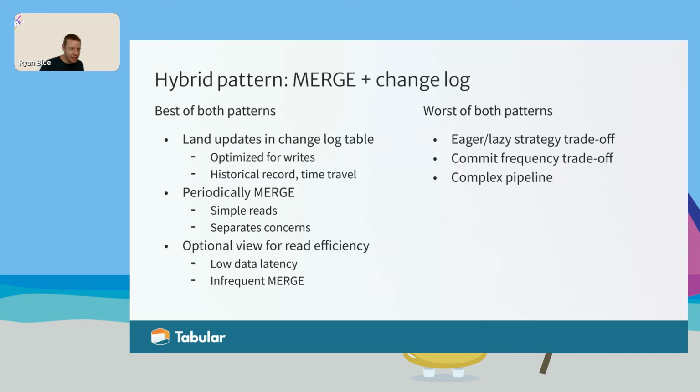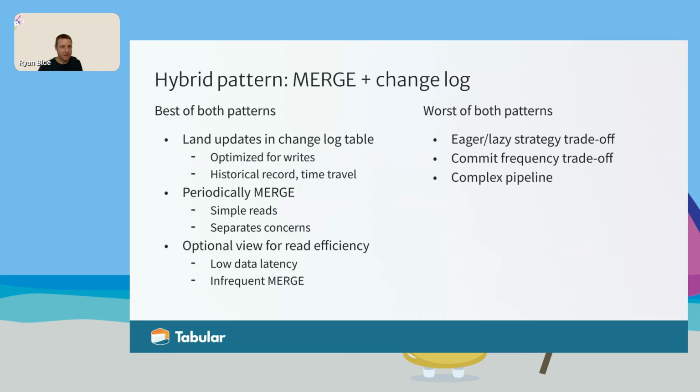And in this case, what you do is you keep two tables. You write all of the data into a changelog table that's optimized for writes, gives you accurate historical record, continuous time travel, all of those things that you want. But then you periodically take those changes and merge into a downstream table that gives you simple reads. It separates the concerns, and you can use even an optional view to merge the two for efficiency if you want, infrequent merges and super low data latency. So it gives you essentially the best of both patterns. It also gives you the worst of both patterns.